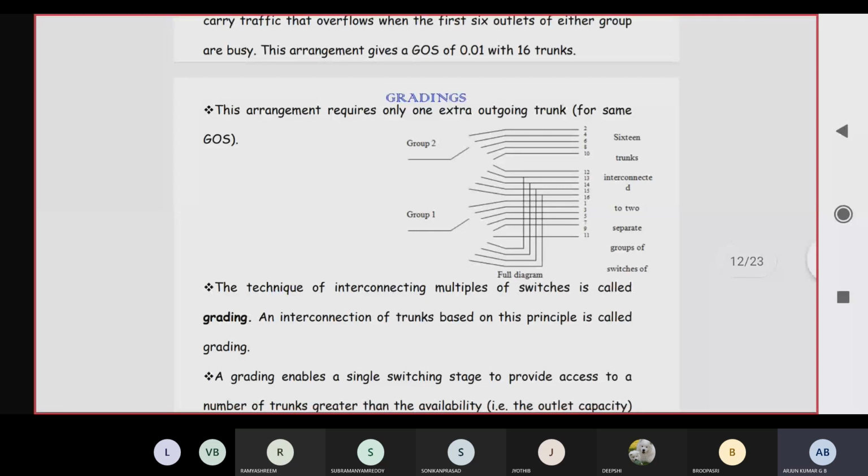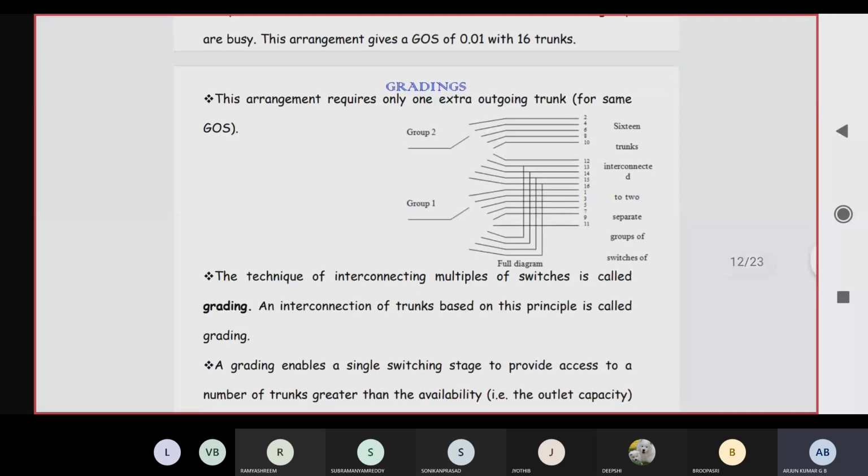Because of the interconnection, group 2 gets 10 available lines, and group 1 also gets 10 available lines, but the total number of trunk lines will be 16. Within the 16 we can interconnect some of the lines, then the availability for group 1 will be 10, and for group 2 also 10. Using 16 trunk lines we easily get 10 outgoing trunks from this grading mechanism.